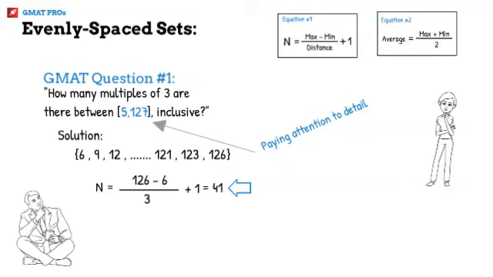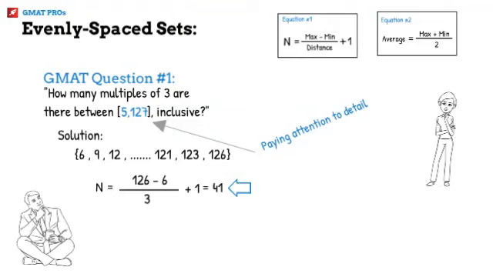So to solve this question now, what is the minimum and the maximum? The minimum in this case is not 5 because 5 is not a multiple of 3 and therefore it's not part of the set. The same thing with 127. 127 is not divisible by 3. It's not a multiple of 3. Therefore, it's not part of the set.